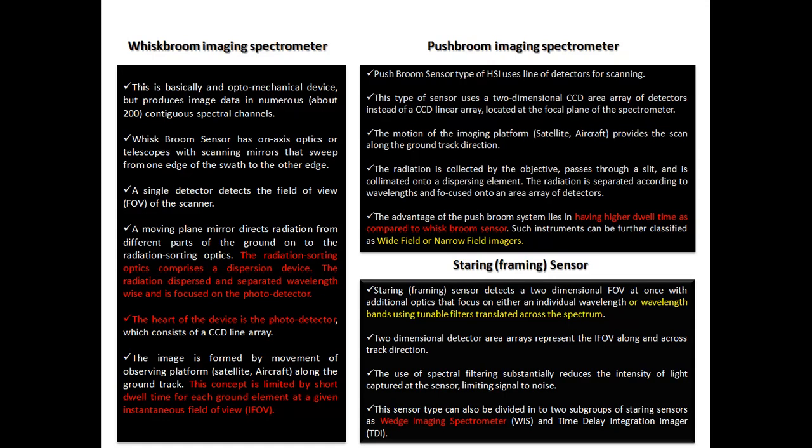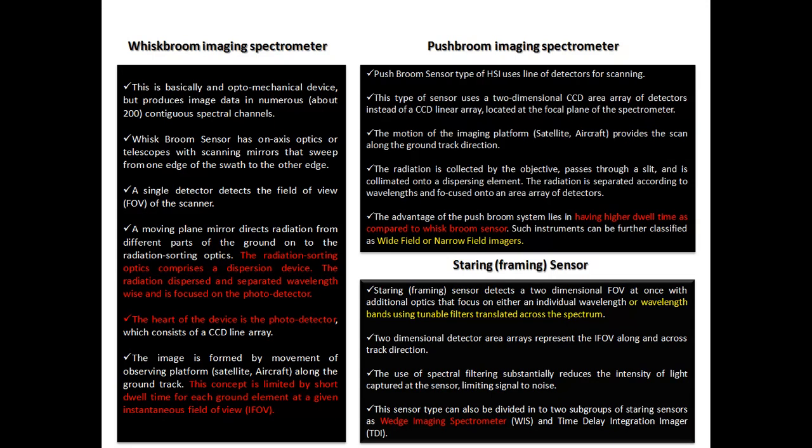So I would like to repeat these differences. Number one, in the case of the Whiskbroom, the imaging spectrometer uses a single detector. In the case of the Push-Broom, the imaging spectrometer uses a line detector. In the case of the Whiskbroom, the photodetector consists of a CCD line array, but in the case of the Push-Broom, it consists of a two-dimensional CCD area array.